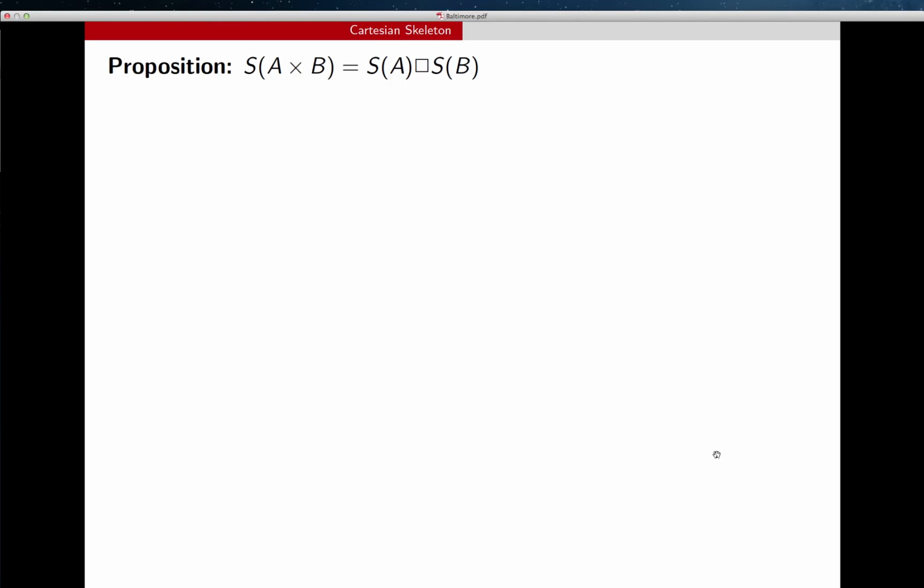It turns out that this proposition is true in general. S of A times B equals S of A box S of B. And actually this is not just isomorphism, it's actual equality. These graphs on the right and left have exactly the same edge and vertex sets. They're identical.